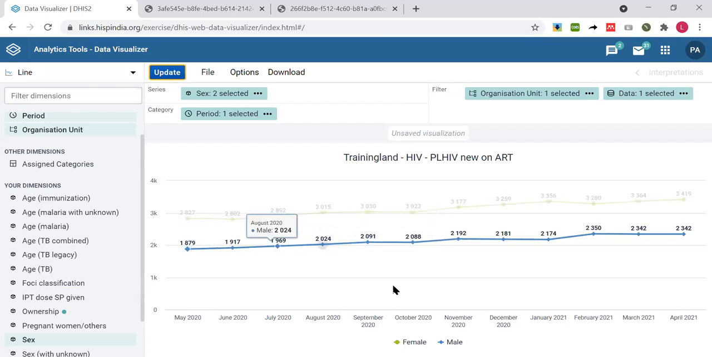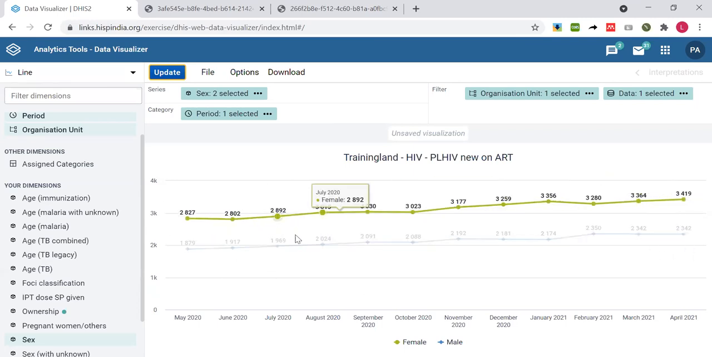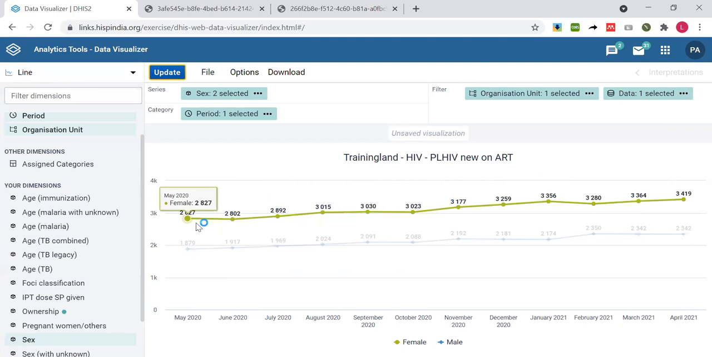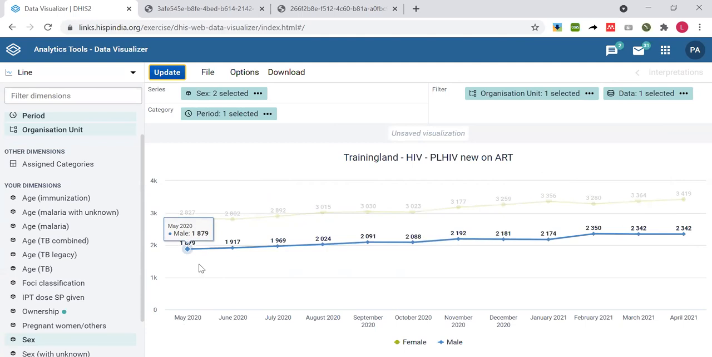Fine. So can you also say something, by looking at this visualization, about the gap between male and female? Maybe by May 2020, and you can compare it with the value of April 2021. What do you think about the gap?